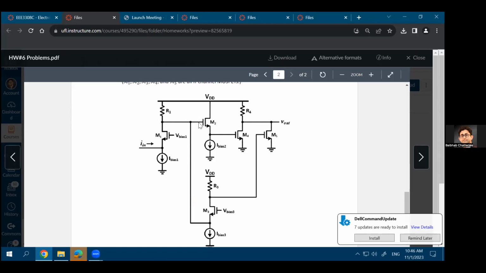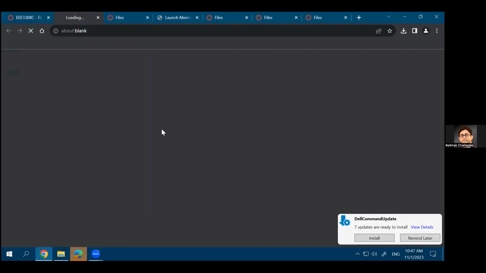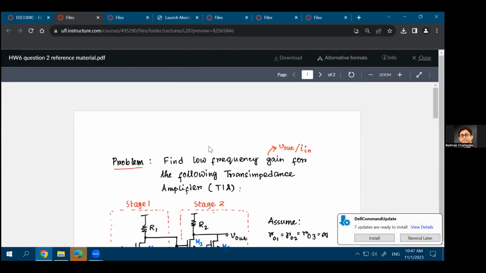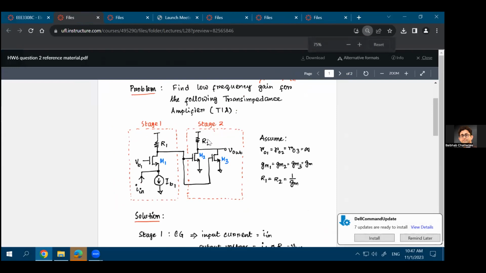The output of the common gate stage goes to a source follower over here, because the output is taken at the source, and it also goes over here, which is again a common gate stage. And the output of this common gate and the output of this source follower, both of them go to this common source stage at the final output. So it's a much more complex circuit than what you have seen till now, but I have also provided a reference material to solve this problem in homework 6. Of course, the values are different and the circuit looks different, but you'll know how to solve these kinds of problems if you look into this reference material.